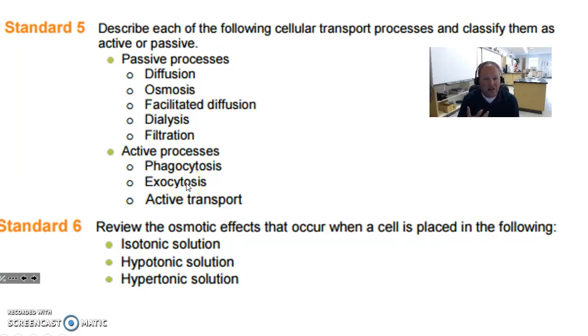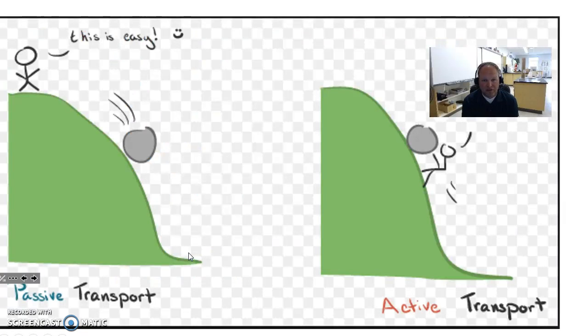Now, these get a little confusing. You always have to look at the diagrams to make sure you're going the right direction and the right gradient. I'll explain those as we go through this video, and then we'll talk about iso, hypo, hyper as we go through this video. So let's start by talking about passive versus active.